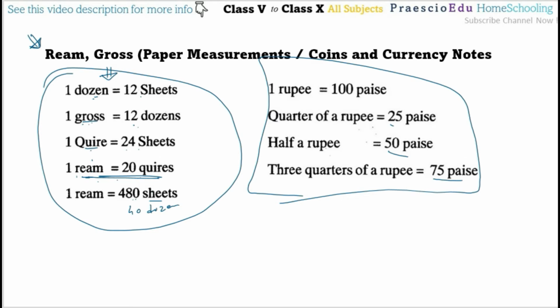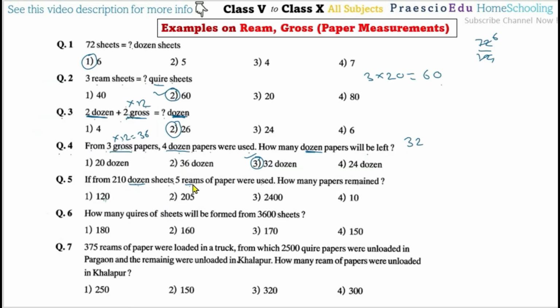So 40 dozens means this is 5 multiplied by 40 dozens. Okay, so this is equal to 200 dozens, means from the 210 dozens, 200 dozens were used. So 210 minus 200 means there are 10 dozens balance. Now 10 dozens means option number 4 is the correct one.